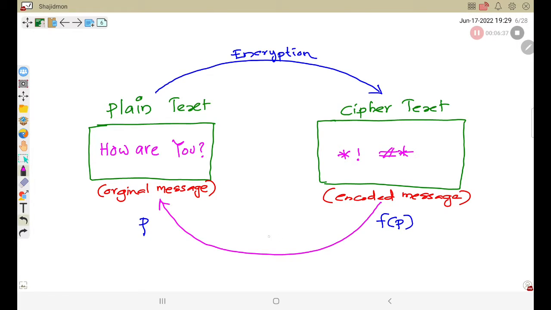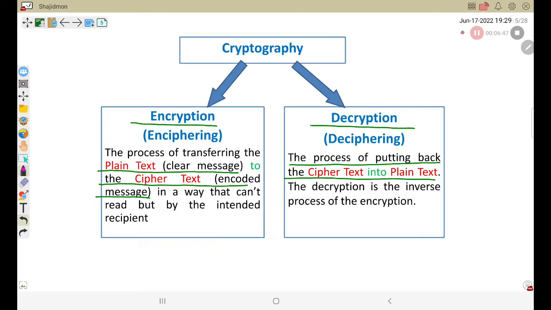That means the process we are calling decryption. That means the inverse process of encryption we are calling decryption. So this is the idea we discussed. The process of transferring plain text into cipher text we are calling encryption or enciphering, and the inverse of the encryption, that means the process of putting back cipher text into the plain text, we are calling decryption or deciphering.